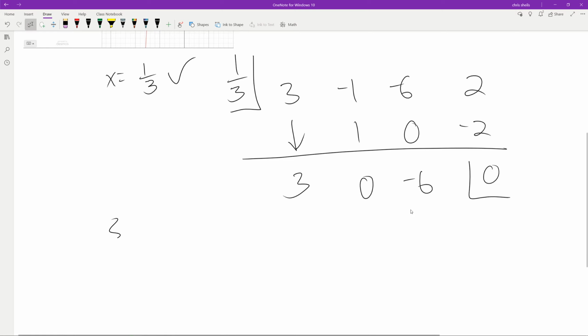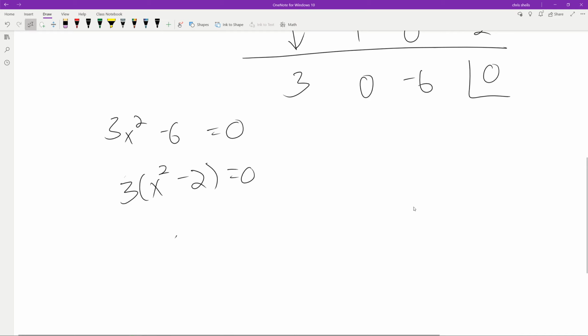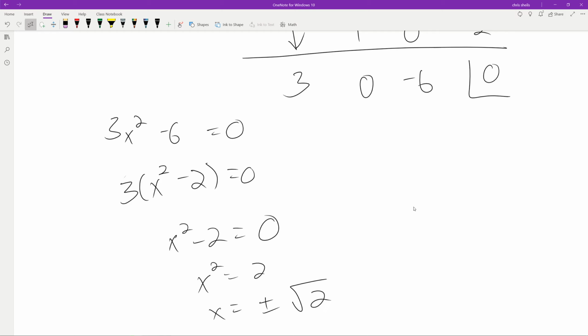What I have left here is 3x squared minus 6. If I set this equal to 0, let's see. I can factor 3 out of everything. I have 3 times x squared minus 2 equals 0. Divide both sides by 3. I get x squared minus 2 equals 0. Add 2 to both sides. I get x squared is 2. And when I take the square root of both sides, I get x is plus or minus the square root of 2.